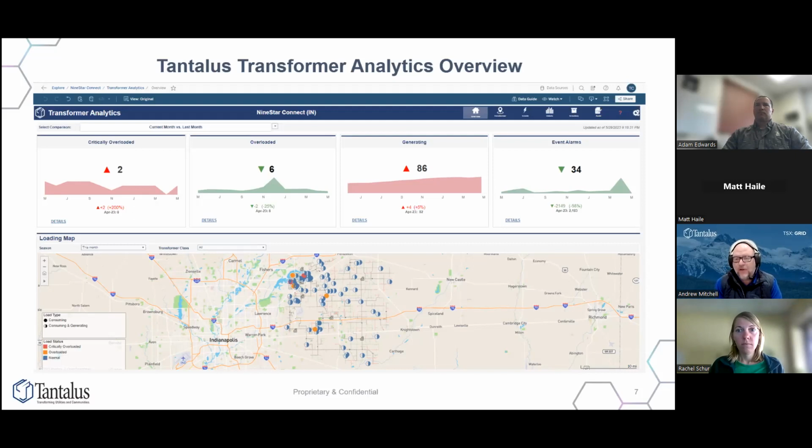And then we take all your Tantalus events and Tantalus alarms, and we tie that to the specific transformers to show you that there was a reduction in 34 events across your transformer asset inventory from last month to this month. So you've improved your overall system health by monitoring your system on a daily basis.